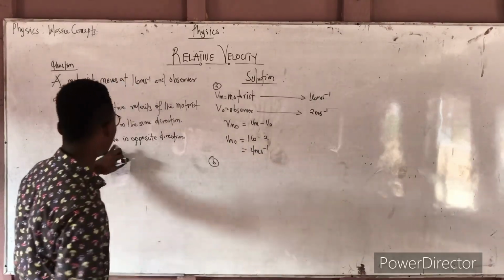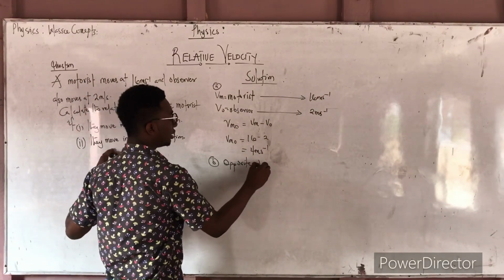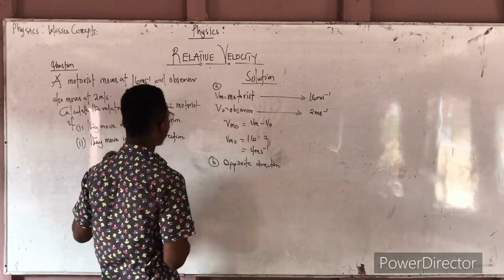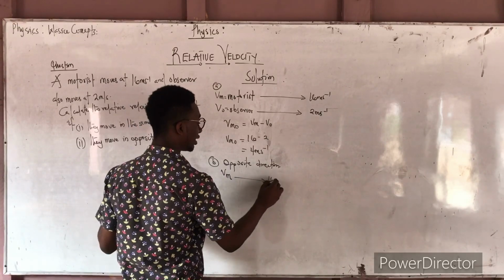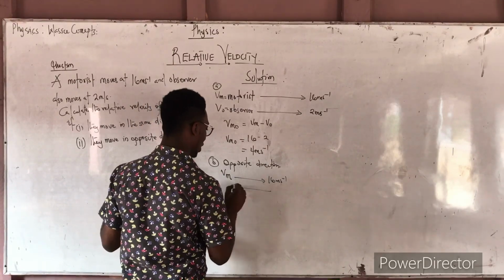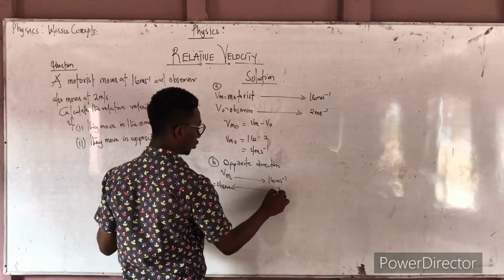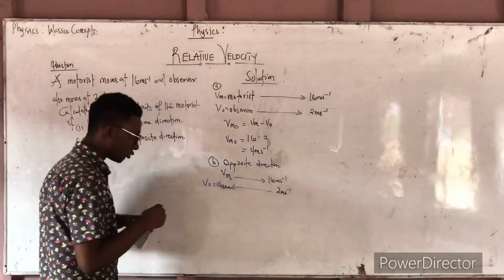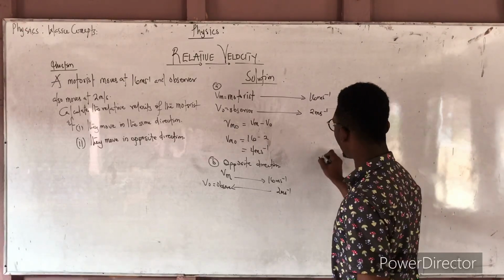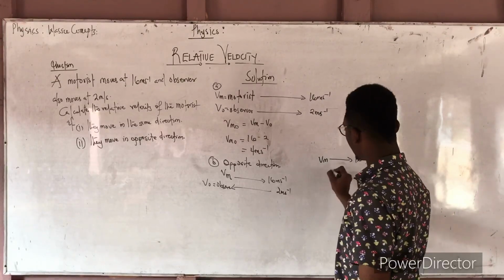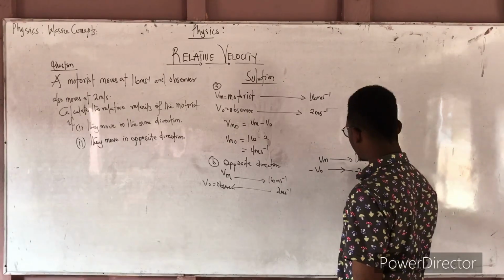Now the second part is that they move in opposite direction. What this means is that if the motorist moves with a speed of 16 in this direction, the observer will move in the opposite direction, VO, which is 2 meters per second. So we can negate one of them as we did earlier on. Therefore, let's negate the observer. So if the motorist is this way, 16, and we change the observer to the same direction, we negate his velocity as negative 2 meters per second.